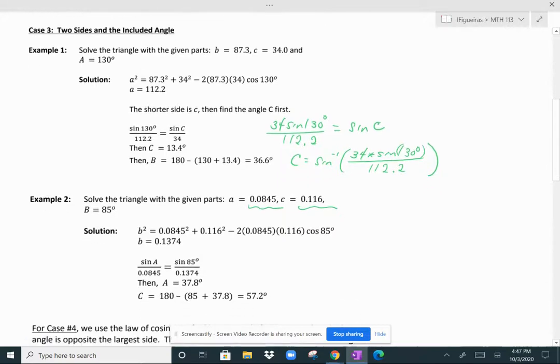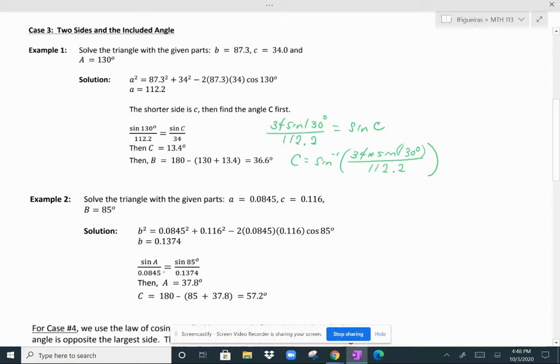And now that I know all three sides, I'm going to solve for the smallest angle. And how do we know which one is the smallest angle? Well, our 3 sides are A, B, and C. A and C were given, B was computed. So the smallest angle will be angle A because side A is the smallest. So I have sine of A over 0.0845 equals sine of 85 degrees over 0.1374.